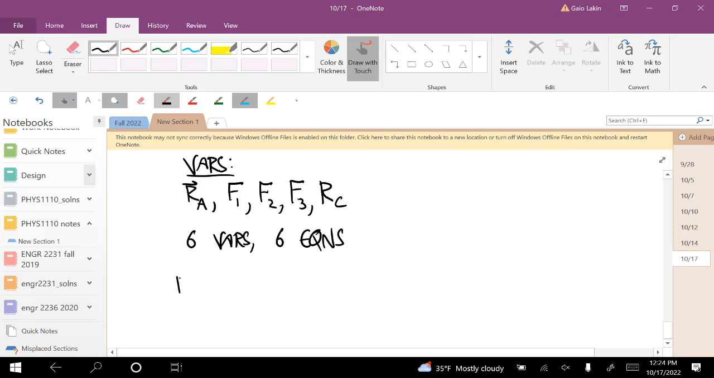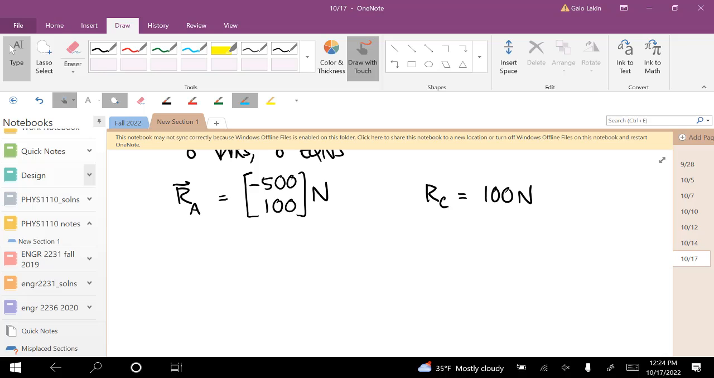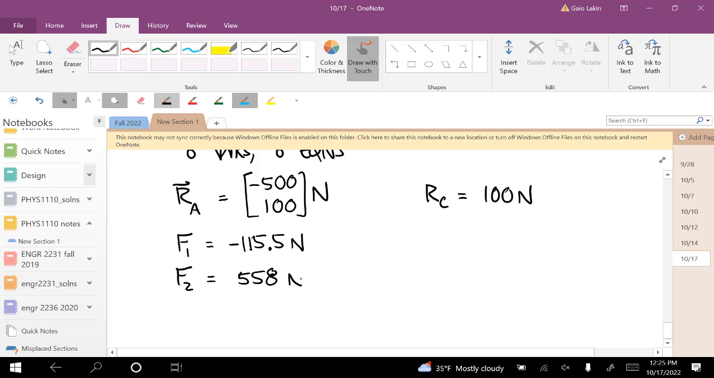What we get in this case is RA is equal to negative 500, positive 100. RC is 100. F1 is negative 115.5. F2 is positive 558. And F3 is negative 115.5.